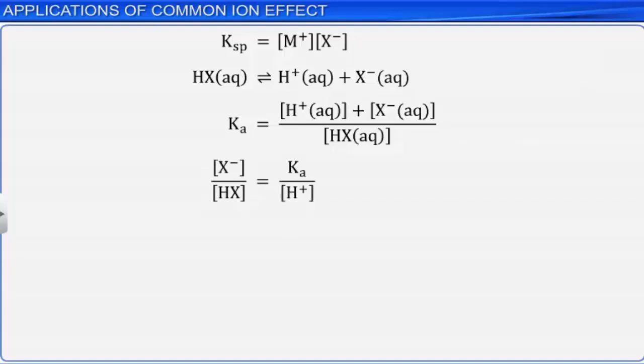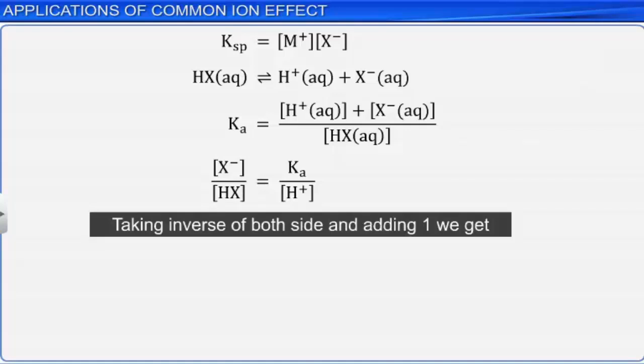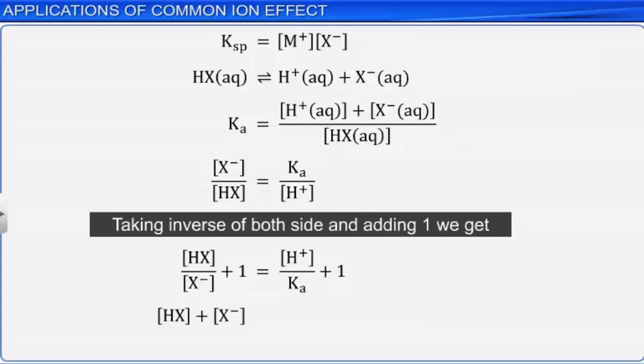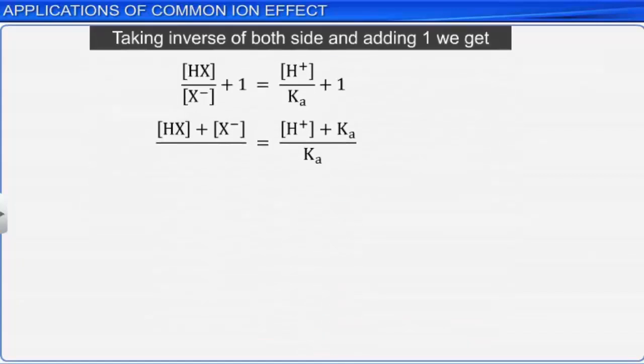Taking inverse of both the sides and adding 1, we get HX divided by X⁻ plus 1 is equal to H⁺ divided by Ka plus 1. This can be written as HX plus X⁻ divided by X⁻ is equal to H⁺ plus Ka divided by Ka. Now, on taking inverse, we get X⁻ divided by X⁻ plus HX is equal to Ka divided by Ka plus H⁺, which is equal to F.